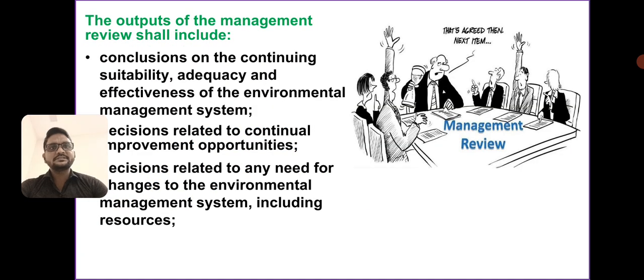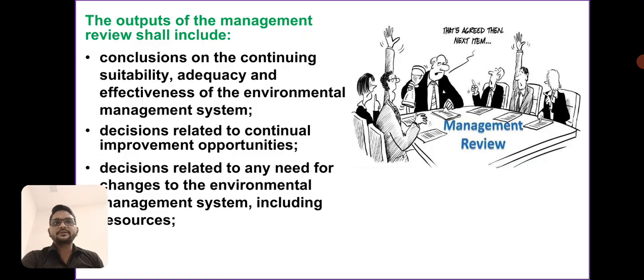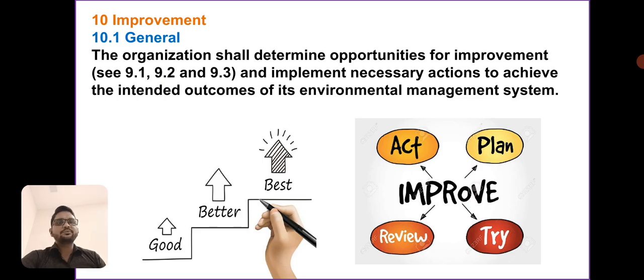Now, next is the output of the management review, that shall also include conclusions on the continuing suitability, adequacy and effectiveness of the environmental management system, like decisions related to continual improvement opportunities, and decisions related to any need for changes to the environmental management system, including resources. Now, next clause is improvement, that is clause 10. Its sub-requirement is given in 10.1, that is the general requirement. The organization shall determine opportunities for improvement and implement necessary actions to achieve the intended outcomes of the environmental management system.